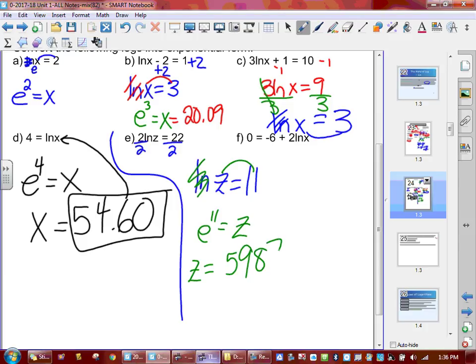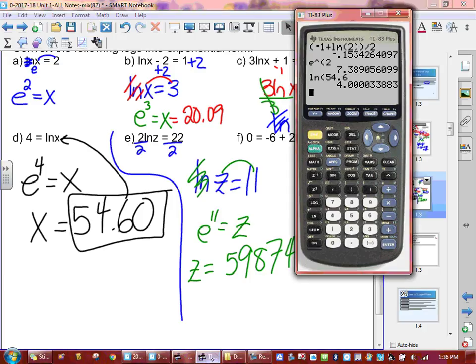And again, we can check our work by going in our calculators. I'm going to type in 2 times ln, and I'm going to type this number in, 59,874.14. And I want to get an answer of 22. And it's close. 21.999999. Okay? So that's how you can also check your work.